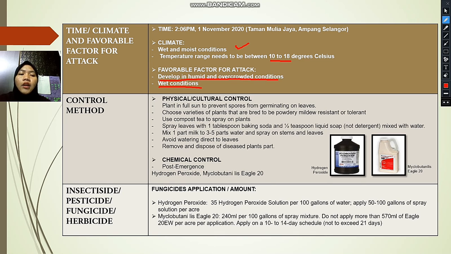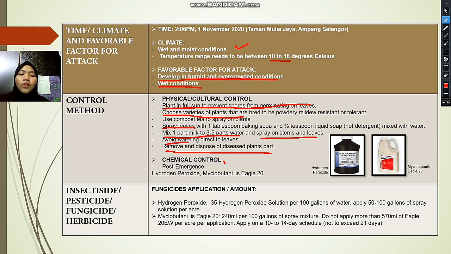It can also be controlled by physical or cultural control and also chemical control. For physical or cultural control, we can plant in full sun to prevent spores from germinating on the leaf. Second, we can choose plant varieties that are resistant. We can also use composting and leaf spray. We can mix part milk and part water to spray on the stem and leaf. Next, we can avoid watering directly onto the leaf. We can also remove and dispose of diseased plant parts.